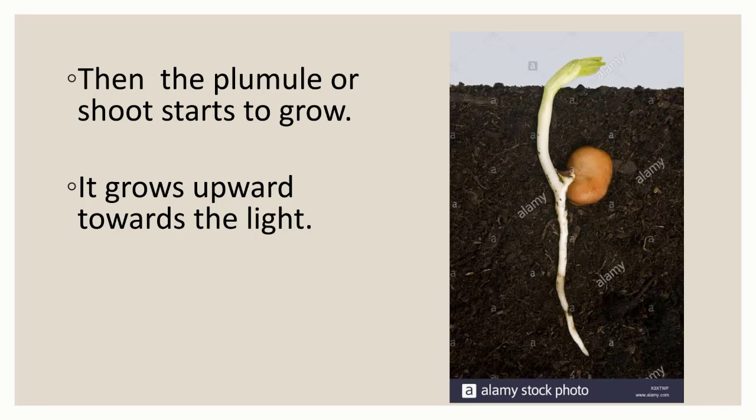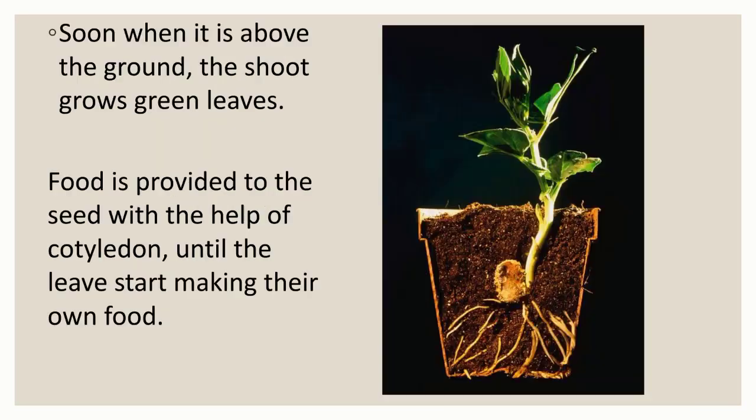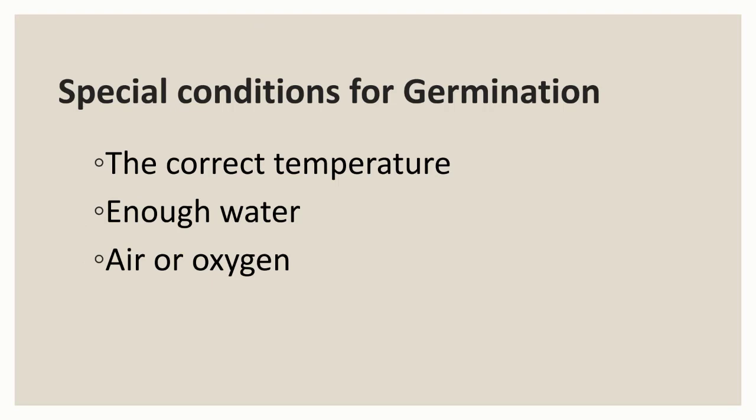Next, a young shoot or plumule starts to grow upward towards the light. When it is above the ground, small leaves can be seen on the shoot. Food is provided to the seed with the help of the cotyledon until the leaves start making their own food.